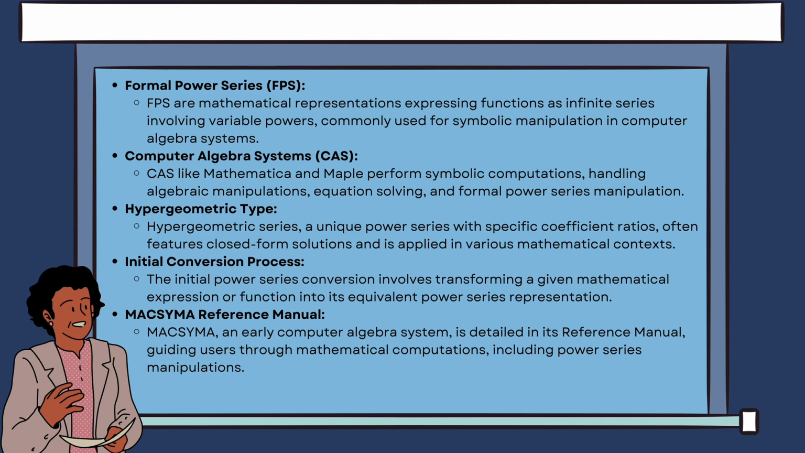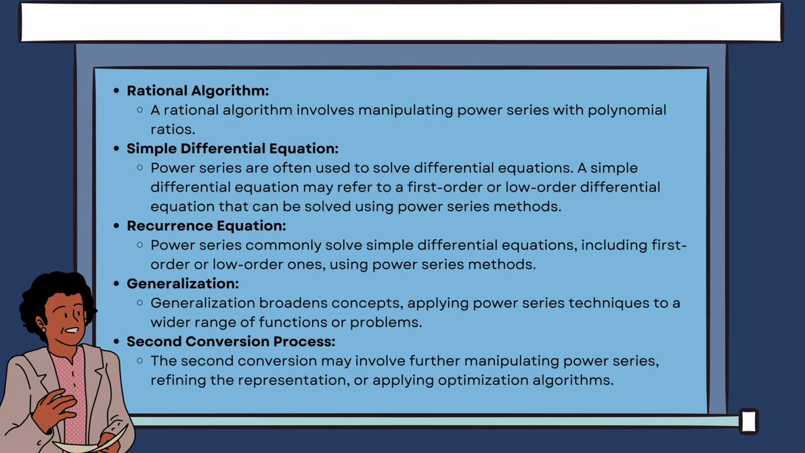including power series manipulations. Rational algorithm. A rational algorithm involves manipulating power series with polynomial ratios. Simple differential equation. Power series are often used to solve differential equations. A simple differential equation may refer to a first-order or low-order differential equation that can be solved using power series methods. Recurrence equations. Power series commonly solve simple differential equations including first-order or lower-order ones using power series methods.